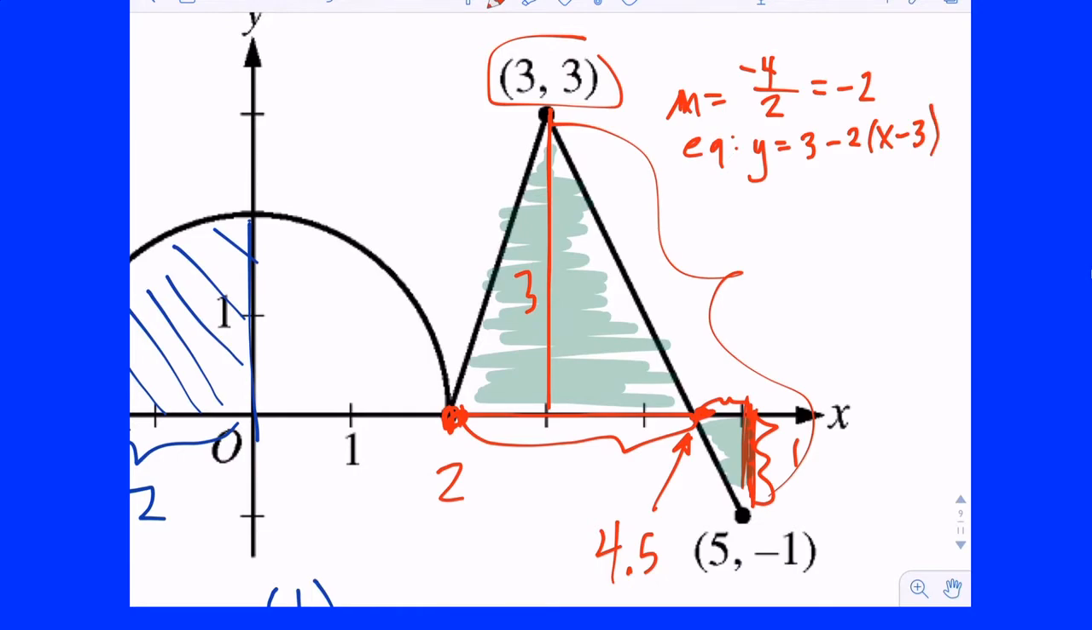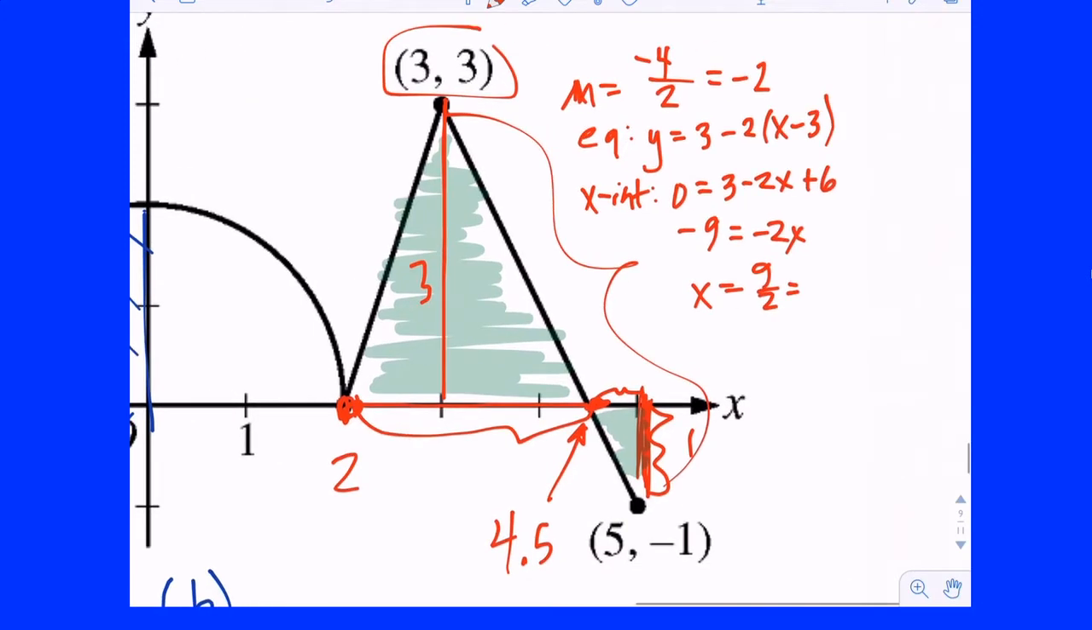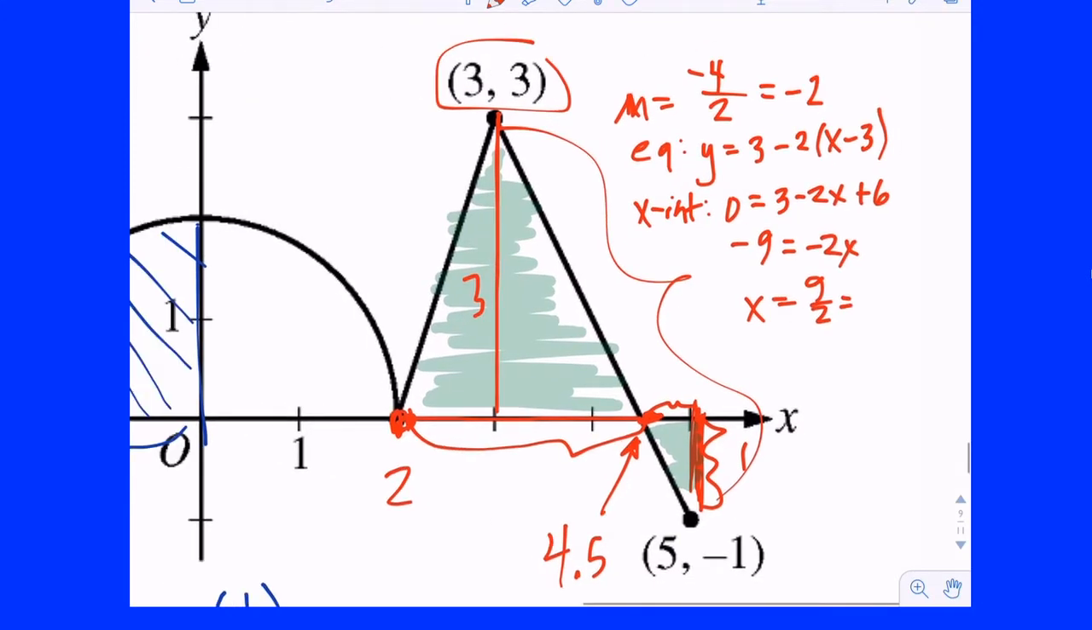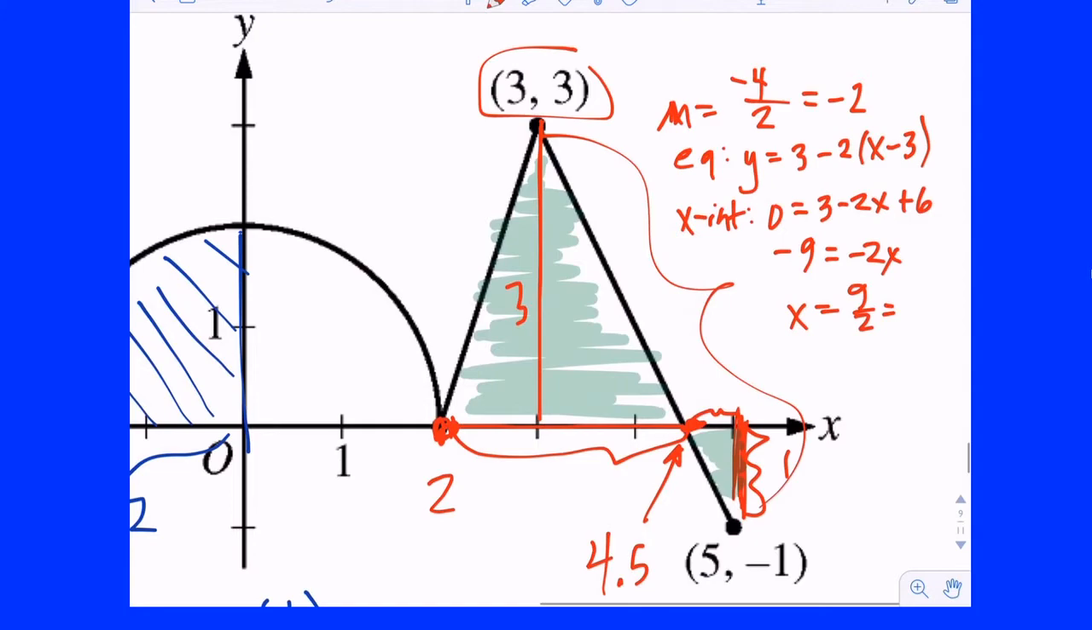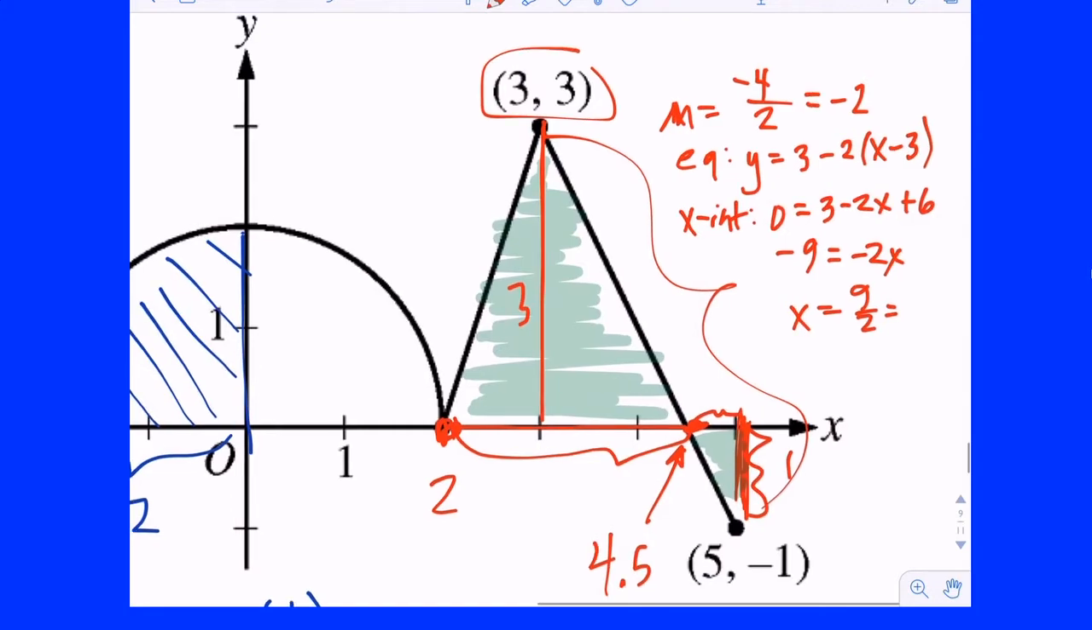And now to figure out the X-intercept, how do you find the X-intercept of any function? Set y equal to 0. So we get 0 equals, I'll distribute now, 3 minus 2x plus 6. So that becomes a 9, which when I bring across becomes -9 equals -2x. And x equals 9/2, which is what? 4.5. Okay, so now we know for a fact it's 4.5 and we're not just guessing.